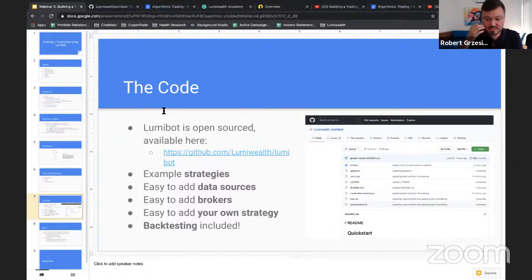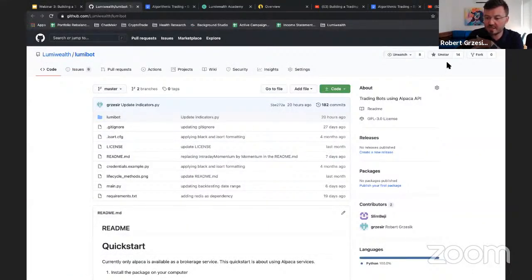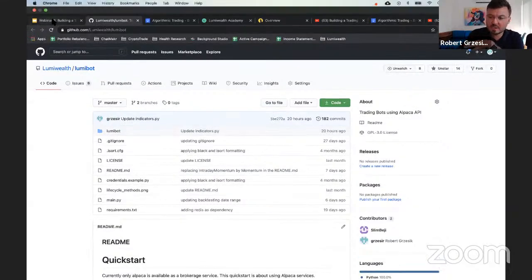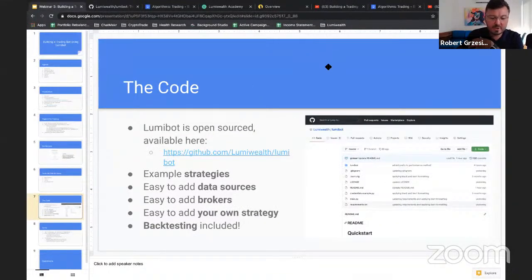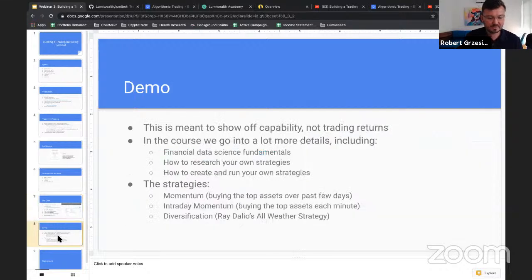Okay, jumping back to the presentation, that was our open source library, Lumibot. Please check it out. Make sure that you watch and star it so that you actually get those updates when they do come out. It's very easy for you to add in brokers and data sources. It's very easy to build your own strategy, and I'll show you those strategies right now. Backtesting is included right out of the box. The same code that you build a strategy with and backtest is the same code that's actually going to run the strategy live. So it's very easy to do that transition, and we made that on purpose.